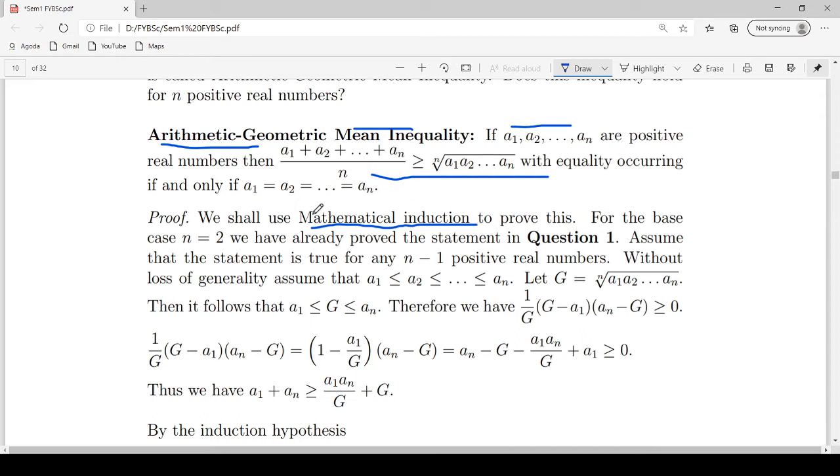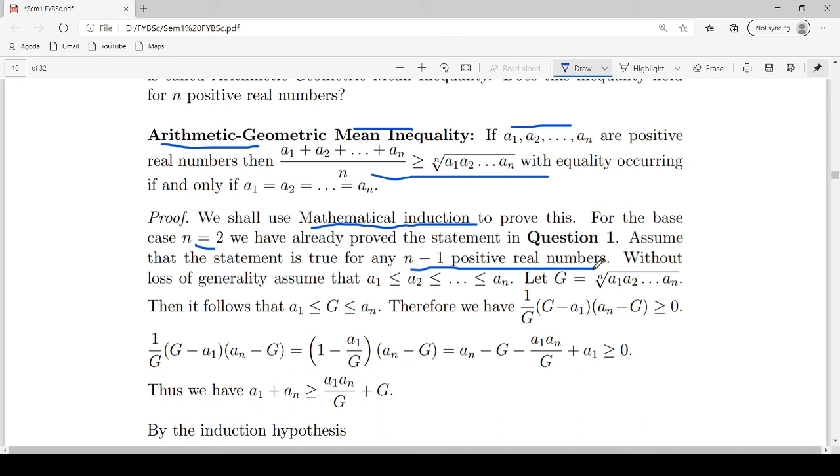Now consider the base case n equal to 2. That means for any two positive real numbers, you have to prove arithmetic mean of those two positive real numbers is greater equal geometric mean of those two positive real numbers, and arithmetic mean of two positive real numbers will be equal to geometric mean if and only if those two positive real numbers are equal. But that statement we have already proved in our previous question. So we can assume now the induction step, that is we will assume that the statement is true for any n minus 1 positive real numbers.